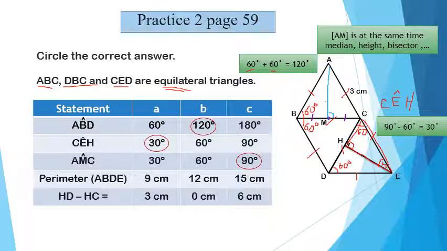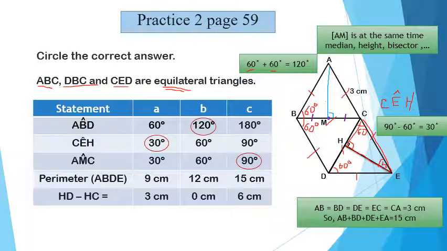Now I have to find the perimeter of ABDE. The perimeter is the sum of the sides. AB equals AC equals 3 centimeters, since we have an equilateral triangle. And we proved that AB equals BD, so BD is also 3 centimeters. DE is also 3 centimeters, and the same goes for CE and CA.